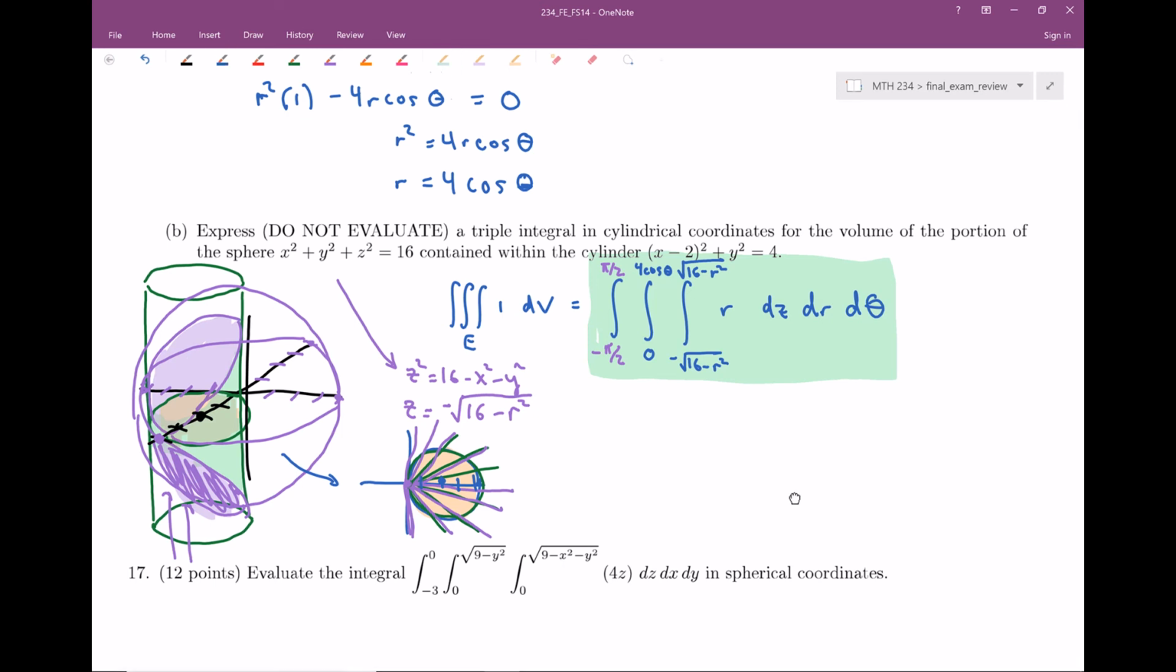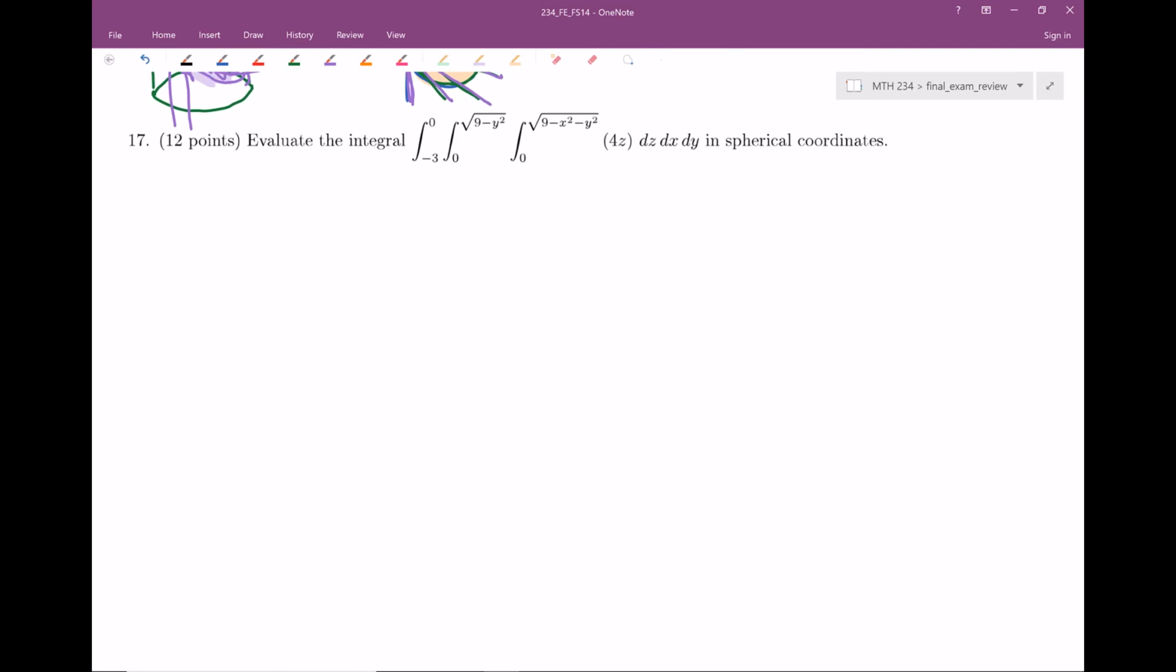All right, one more problem on this page, problem number 17. Evaluate this integral in spherical coordinates. So it's being nice to us, it says in spherical coordinates. So let's go ahead and do that. So I'm going to start switching this over. Z is the same thing as rho cosine of phi. And then when I switch dz dx dy into spherical, I'm going to have this rho squared sine phi. Sorry, I said r, I meant rho. Rho squared sine phi, and then I'm going to have d rho, d phi, d theta.